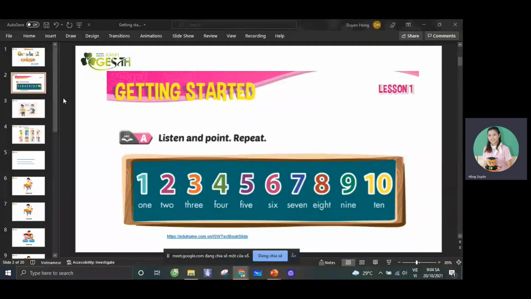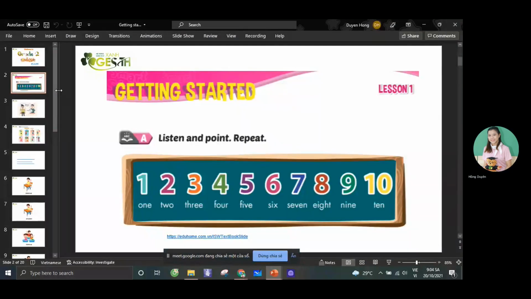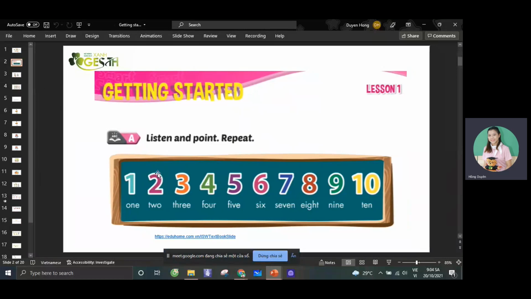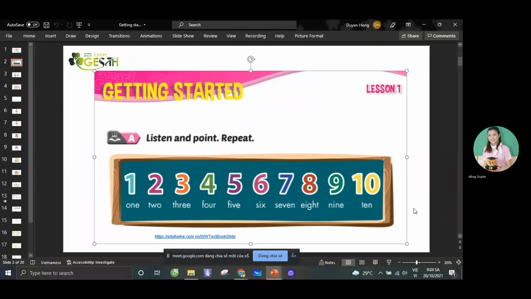All right. Let's review. Now you guys review the numbers from number 1 to number 10. Bike. Now, bike, let's count from number 1 to number 10.